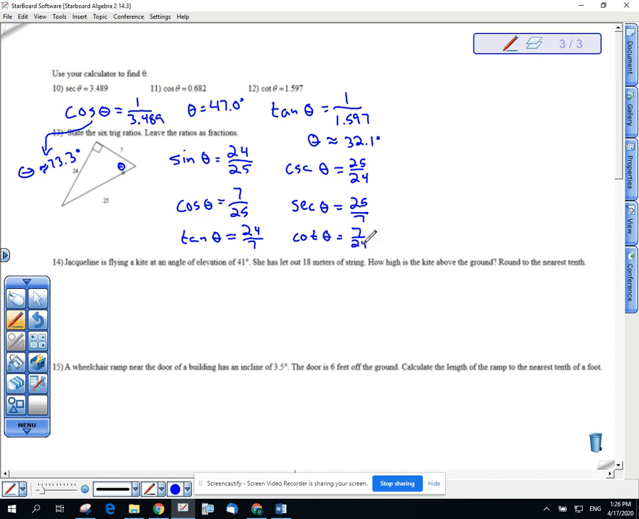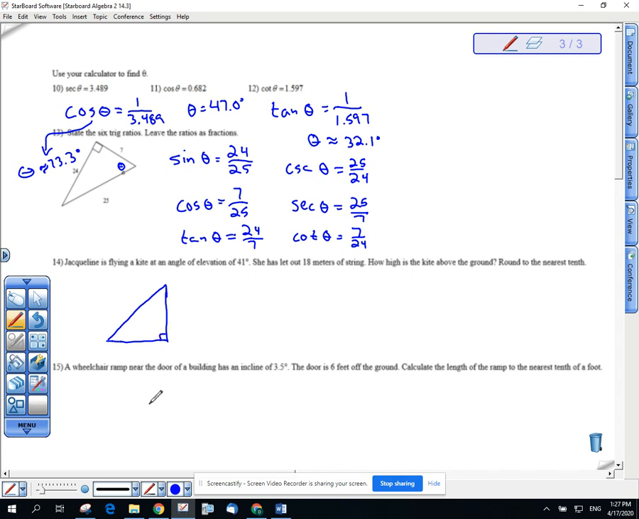Okay, and then a couple of just real life examples where you can see SOHCAHTOA in its practical application. Jacqueline is flying a kite at an angle of elevation of 41 degrees. She has let out 18 meters of string. How high is the kite off the ground? In situations like this, I always highly recommend that you draw a picture. Okay, so draw yourself a simple right triangle. Doesn't have to be to scale. Mine almost never are.